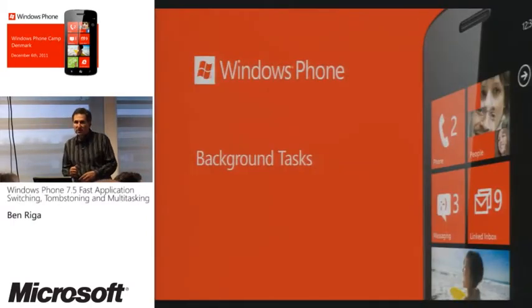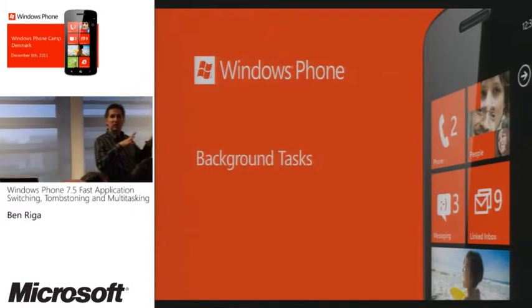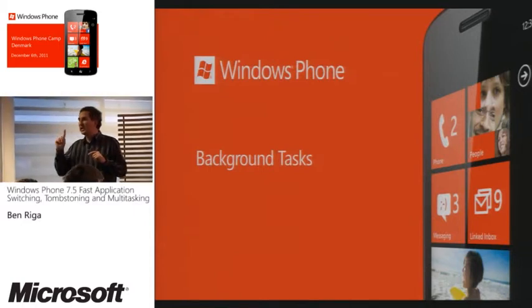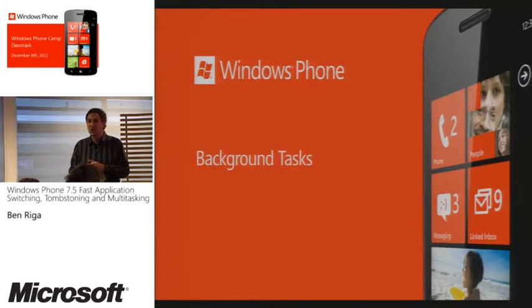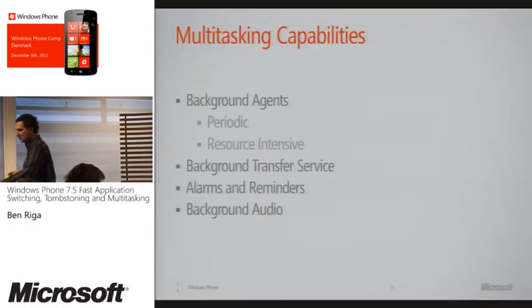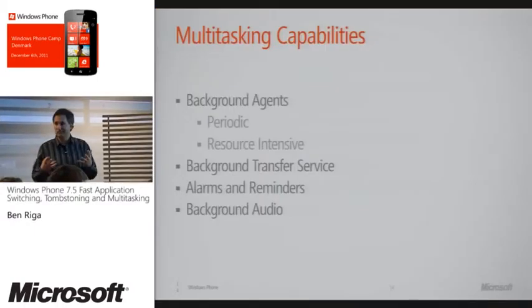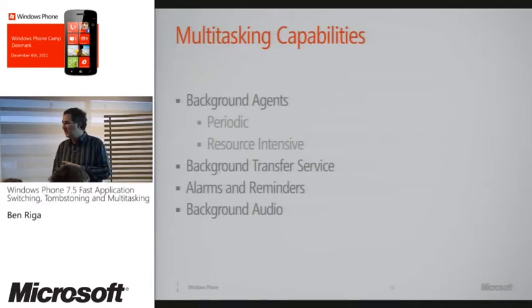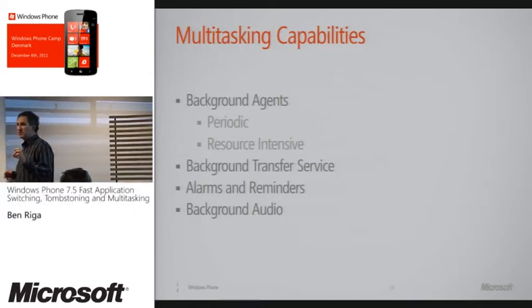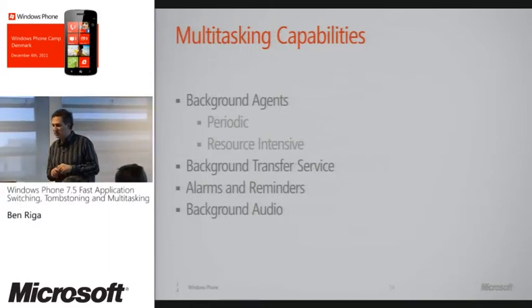Okay, so that was the case where you have one application running at any one time. And yet, as the gentleman mentioned earlier, there are scenarios where some things need to run in the background. And some of those scenarios we're going to talk about. There are some generic scenarios where we don't know what might be happening, and we refer to those as background agents. There's two different types of background agents, a periodic and resource intensive. I'll talk about what those are in a couple seconds.